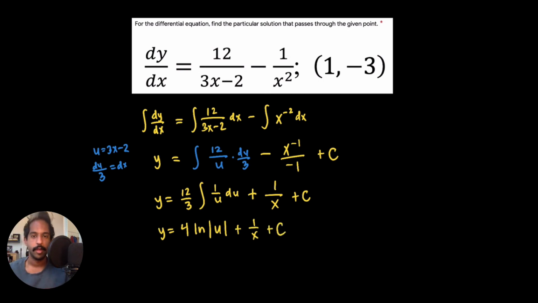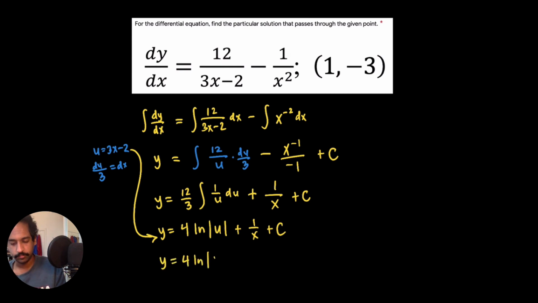Okay. Now what do we do here? Well, we have this u, but that's not what we want. We want our actual value, which was 3x minus 2. So we're going to plug that in now. y equals 4 times ln of the absolute value of 3x minus 2 plus 1 over x plus c.